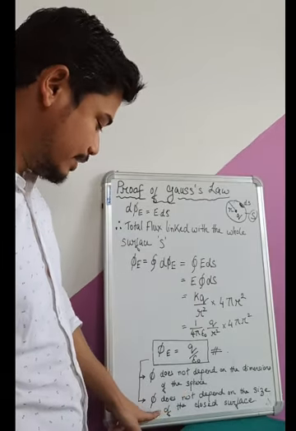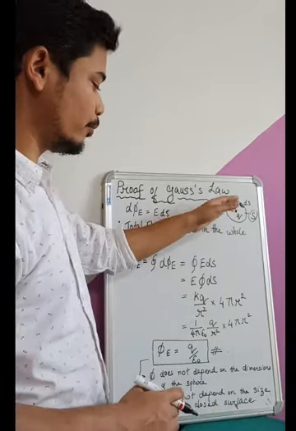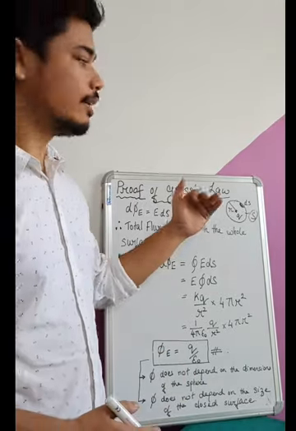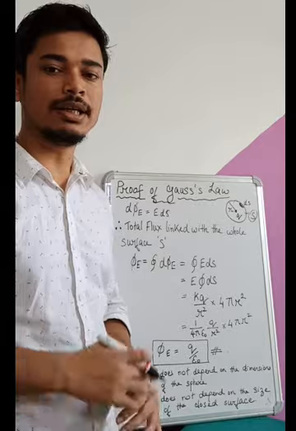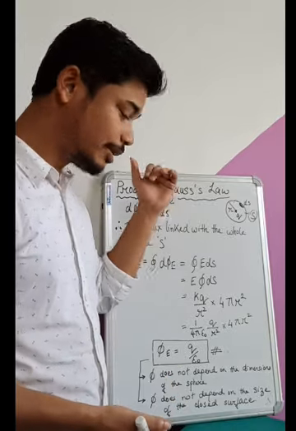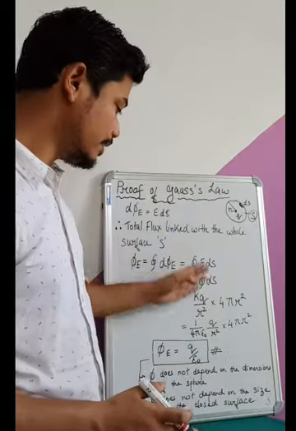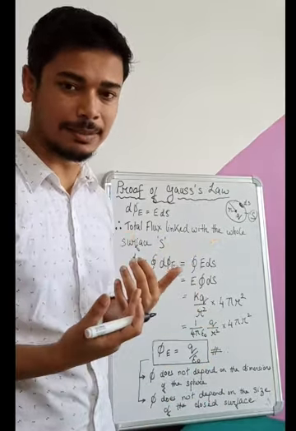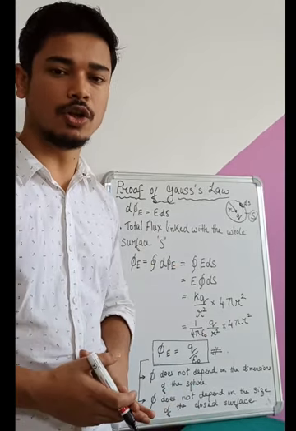The second point I have written is that phi does not depend on the size of the closed surface. As you have seen, the value of phi does not depend on the dimensions of the object, so it also does not depend on the surface area or the dimensions of the three-dimensional surface that we have taken. Okay, so this is what we have seen is the Gauss law.